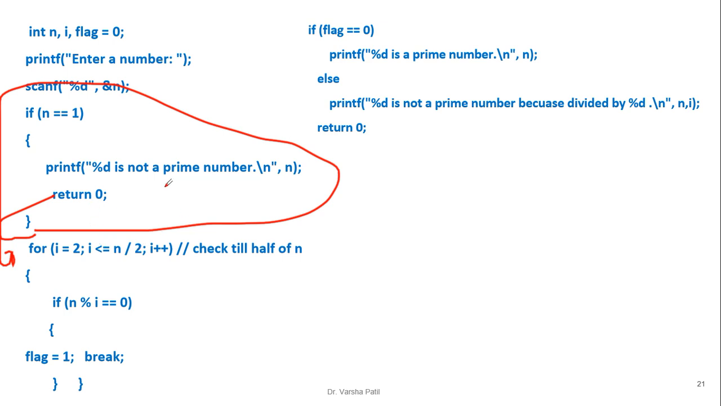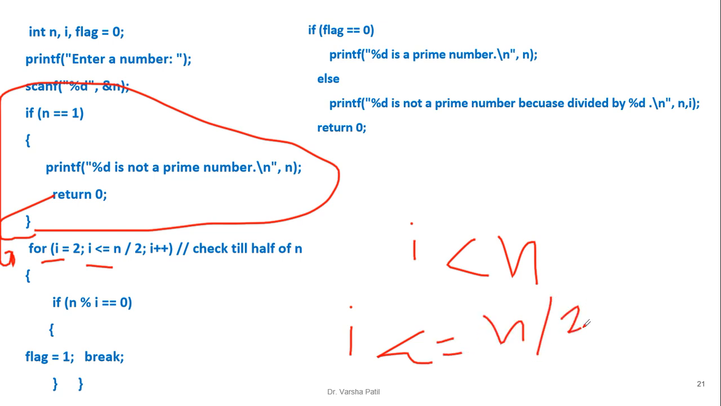When our values are more than 2, at that time it will check for i equal to 2, i less than n. Now i less than n we can check, but when numbers are very large, this condition is also okay: even if we check up to half of the number, it will work. So that is the efficient condition. So either you can write i less than n, or i less than or equal to n/2, i plus plus. In between, if that number is divided by i, it means it is not a prime number because it is divided by something.